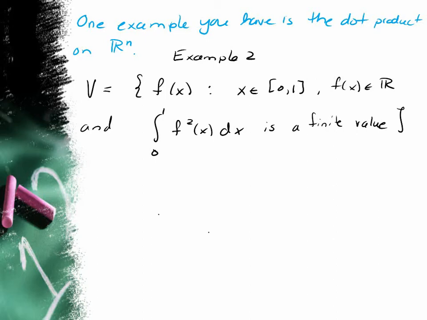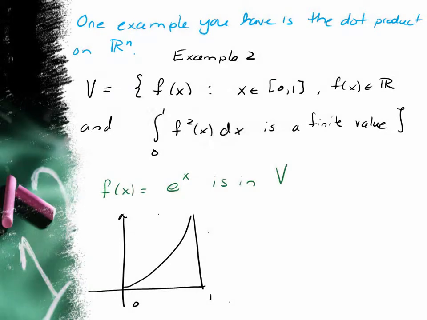And in this vector space, I have functions where the domain of those functions belong to [0, 1]. Those functions are real valued. And the criteria is that if I integrate the square of that function, that square of that function is going to have an integral that's of finite value. Now that's a lengthy definition for a set. So what's in there? Well, f of x equals e to the x, not e to the x squared, is in V. E to the x squared is also in there. How do I know that? Because what does the integral represent?